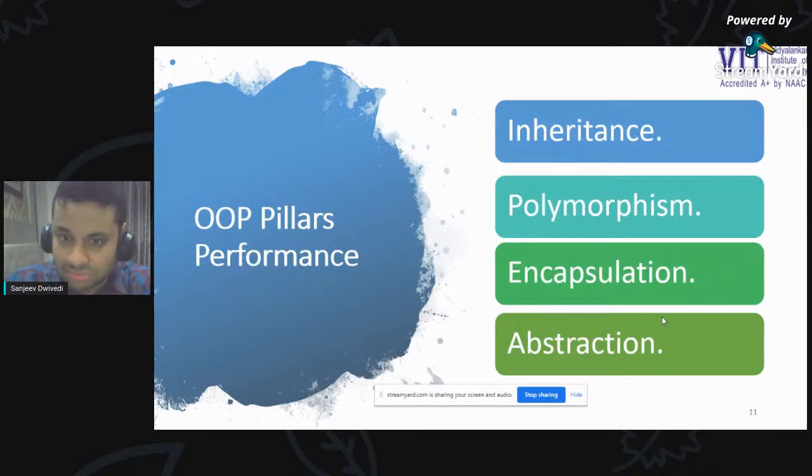So, this is about polymorphism. Now we have encapsulation. Encapsulation appears to be the most prominent advantage of OOP. So what is encapsulation? The wrapping of data and functions together in a class.